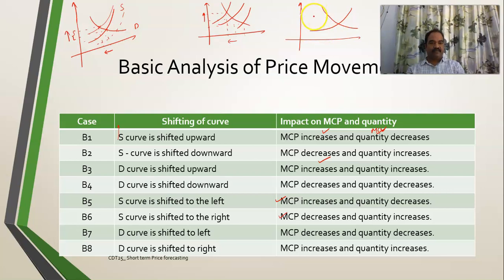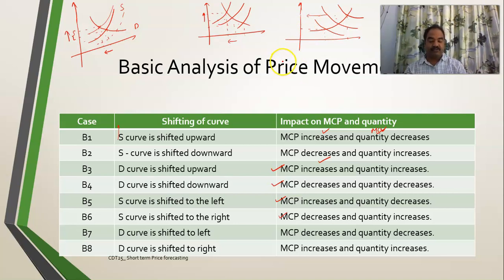What happens if demand curve is lowered? If demand curve is lowered, MCP decreases and MCV also decreases. So if D curve is shifted downwards, MCP and MCV both decrease. And if it is shifted upwards, both will increase. Or let us suppose if it is shifted left hand side, then also what happens? The same thing is going to happen. So this is the concept of price movements when there is a change in supply and demand.